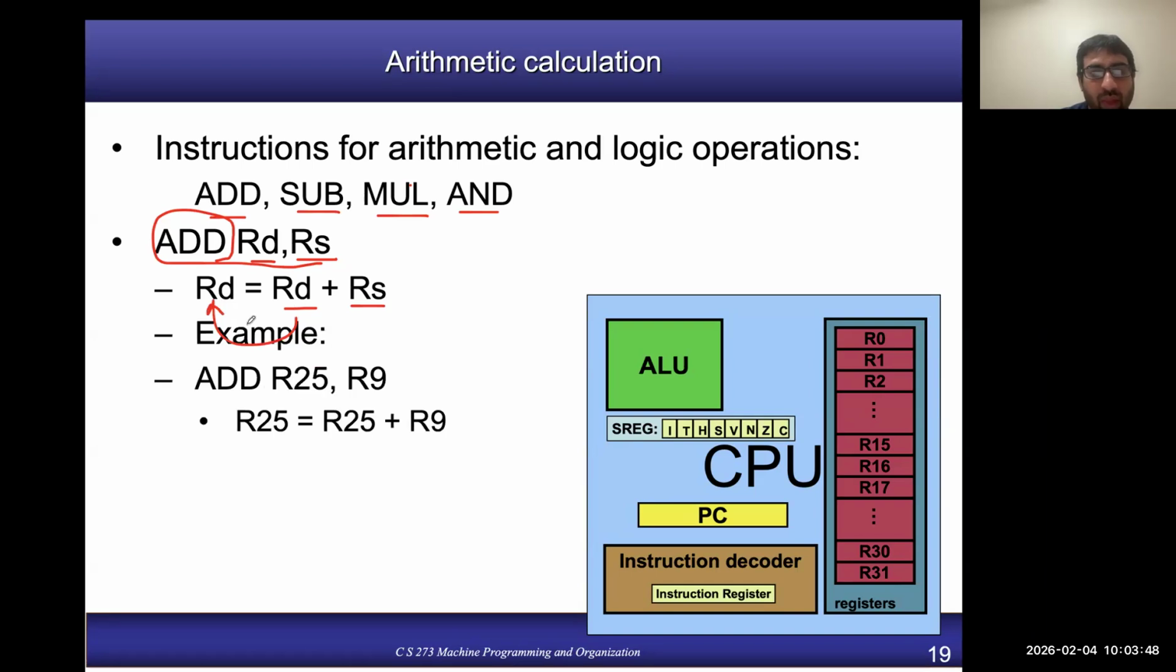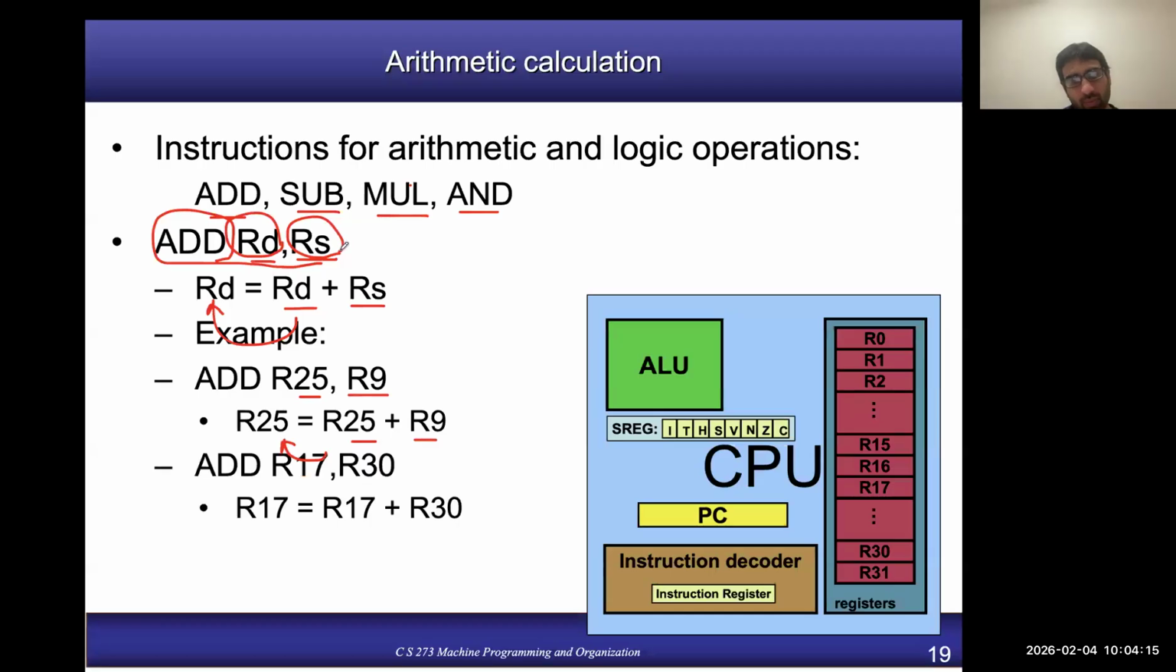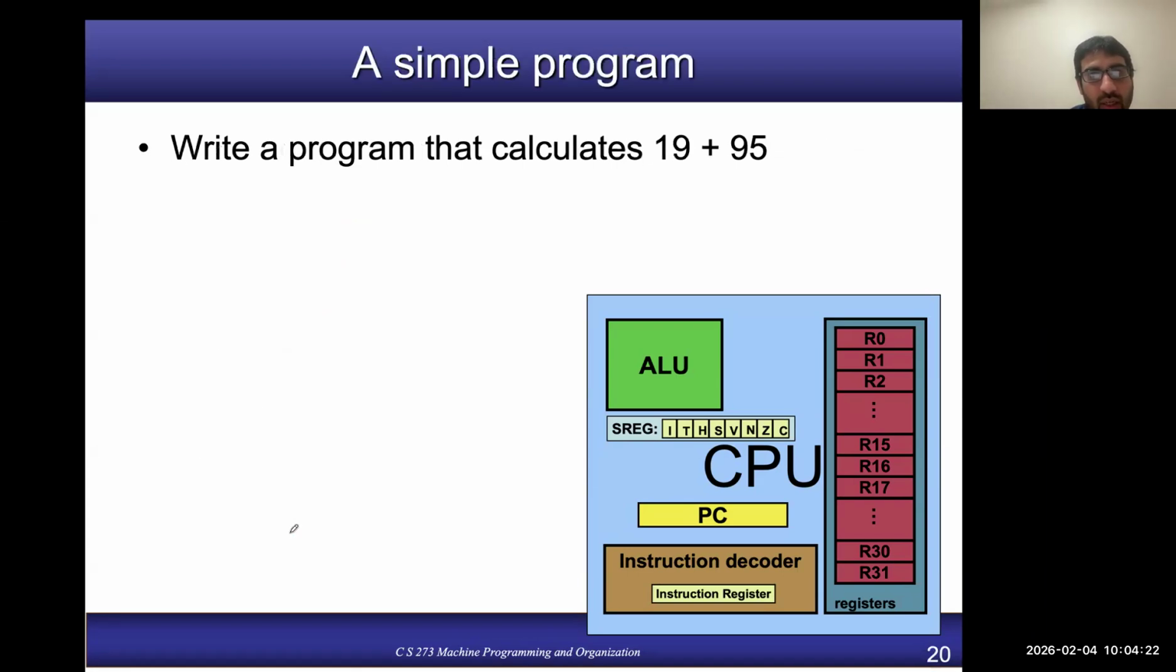Here is an example: add R25, R9. The content of R25 will be added with the content of R9 and the result will be written back into R25. We name it the destination register because the result is written into this same register. It is both a source and a destination, but the second one is only a source. Another example: add R17, R30. These two registers will be added and the result will be written in R17.